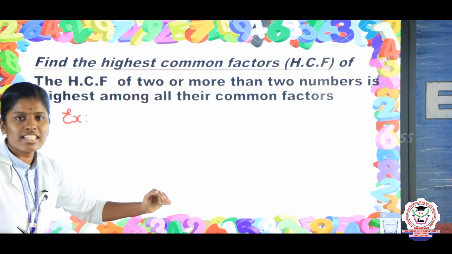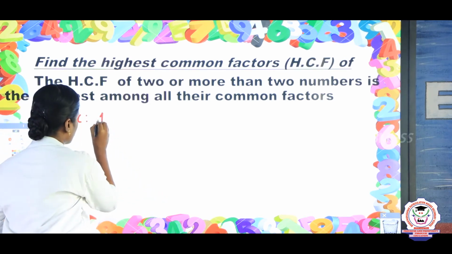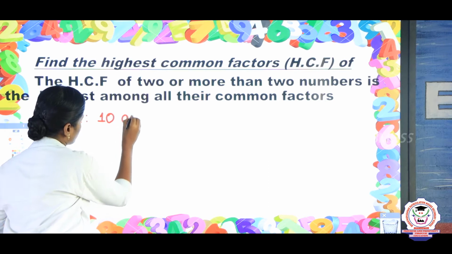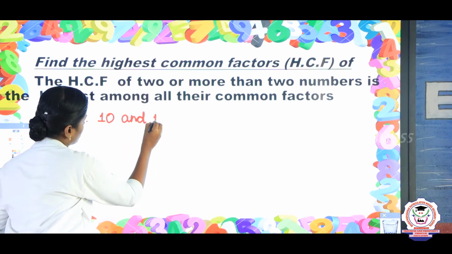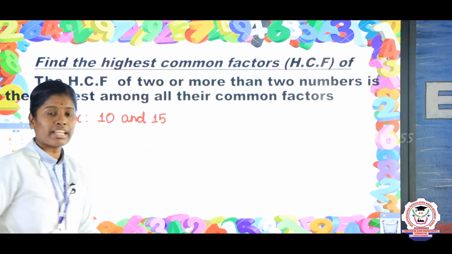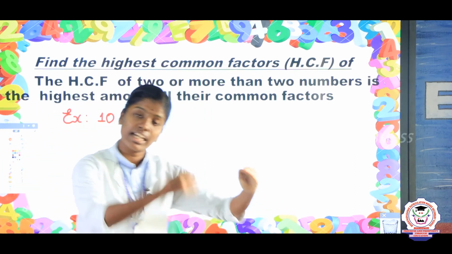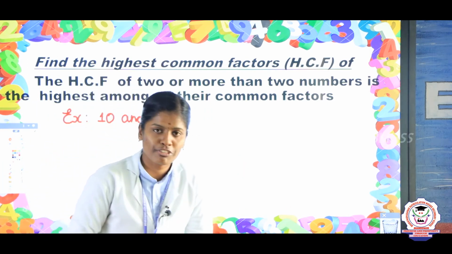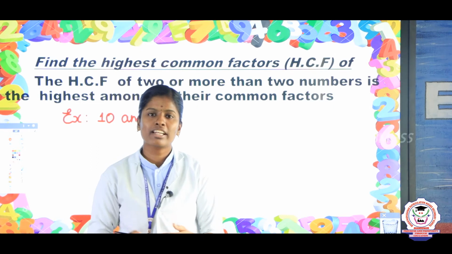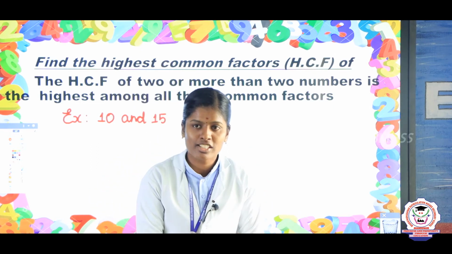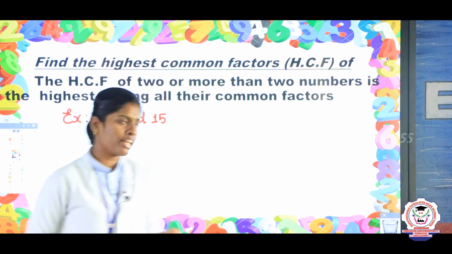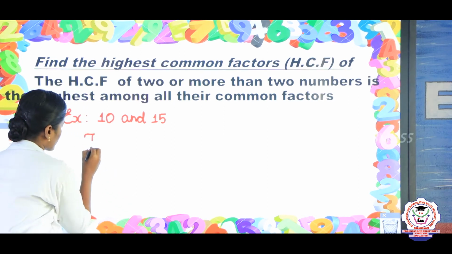For example, find the HCF of 10 and 15. First we are going to find the factors of 10, then we are going to find the factors of 15, and finally we should find the highest common factor. So first, find the factors of 10.